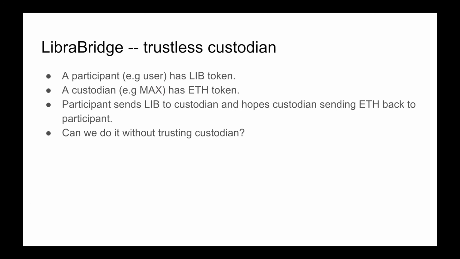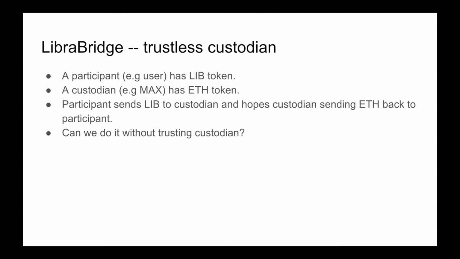Okay, let's move on to the LibraBridge. Let's assume we have 2 roles, a custodian and a participant. A participant is one who has LIB tokens and wants to trade his LIB token for custodian's ETH. Custodian, by contrast, is like an Ether merchant. For example, Max, a crypto exchange in Taiwan.